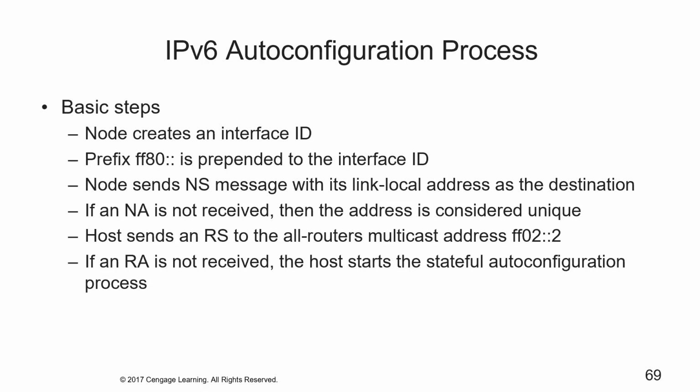The host then sends an RS to all routers, multicast address FF02::2, and if an RA is not received, the host starts the stateful autoconfiguration process. Now, it's not done.